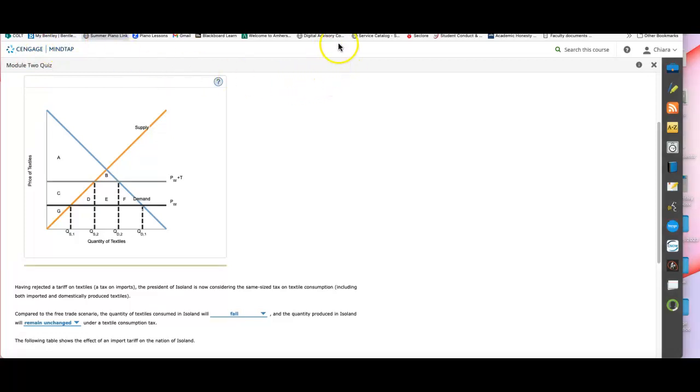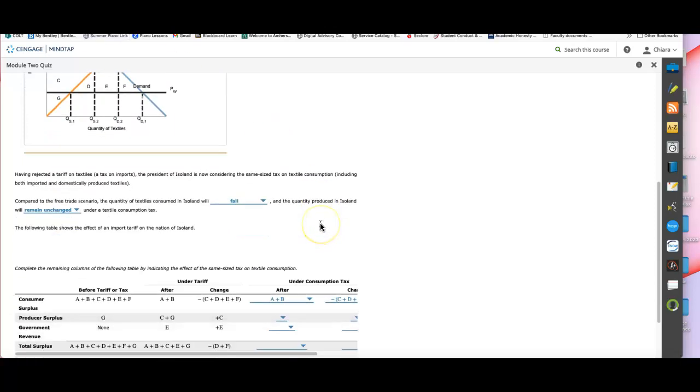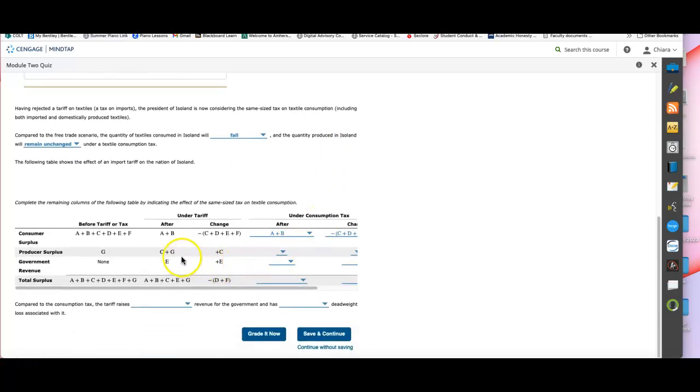So let me add this. So this is going to be the new producer surplus, C plus G. So now we're earning that C on the producer surplus. So let's go down. Unfortunately, it doesn't all fit on the screen. Right, so producer surplus is going to be C plus G. So we have plus C.